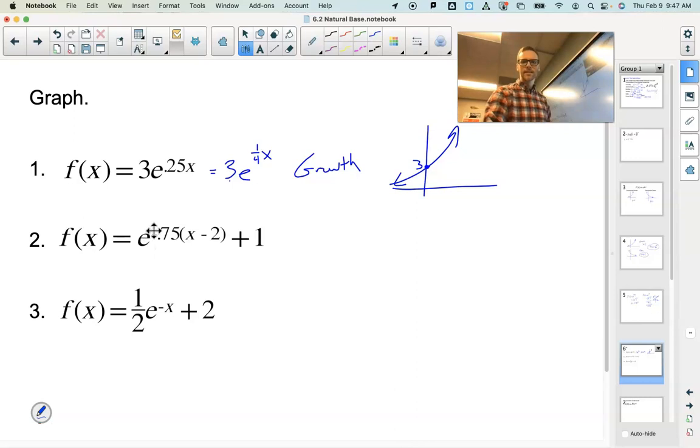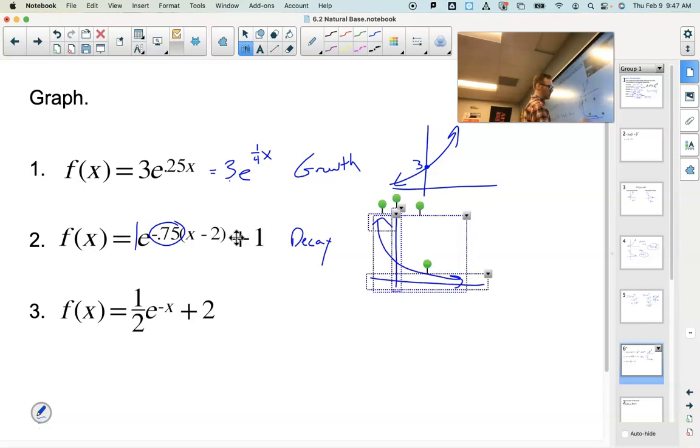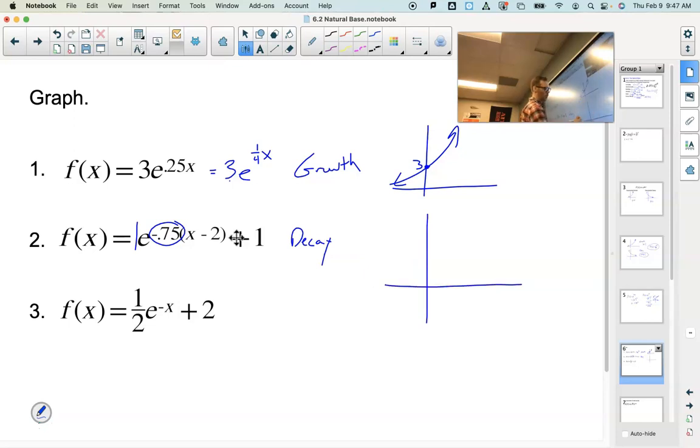What did I predict e to the negative 0.75 (x minus 2) plus 1 is going to look like? Well, first off, growth or decay. What's our value of k? Notice it's right here. It's negative. That tells me this is going to be a decay function. Now my y-intercept would be 1, but what things are we doing to the graph? So it's going to be an exponential decay function, but because of that minus 2, we know it's going to go left 2. That didn't work out like I wanted it to. It's going to go left 2 and it's going to go up 1. That means we have a horizontal asymptote now at 1, and our exponential decay function has slid over.